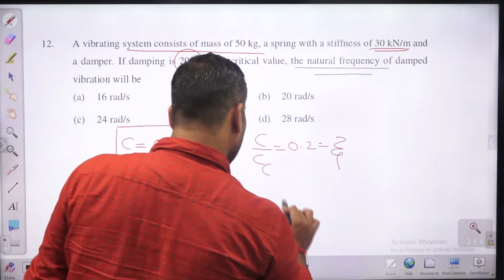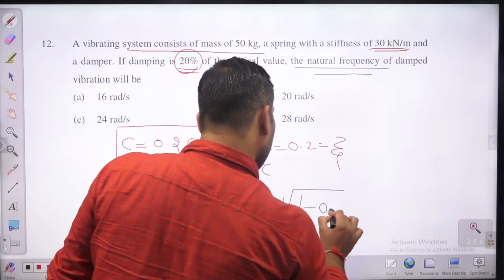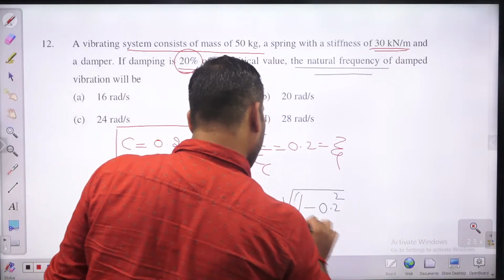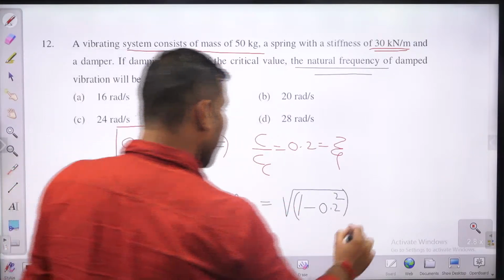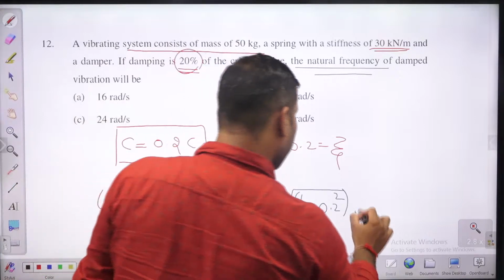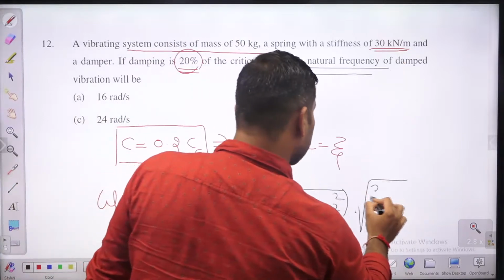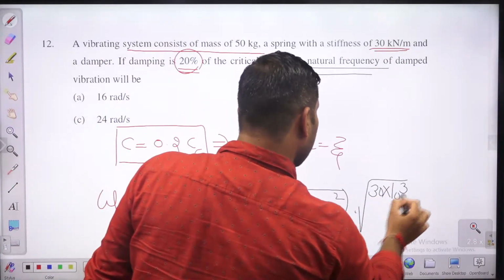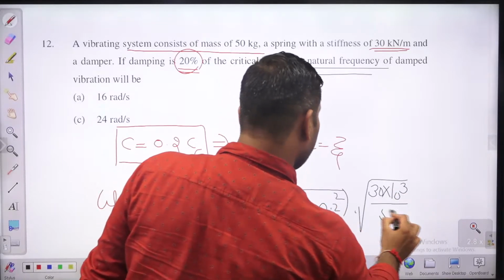Now if you put it here, under root 1 minus 0.2 square into omega n. How much is omega n, guys? Omega n is under root k by m. Under root k, so k is 30 into 10 to the power 3 divided by m. How much is m? This is 50.